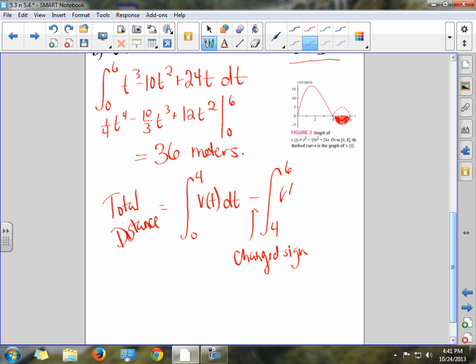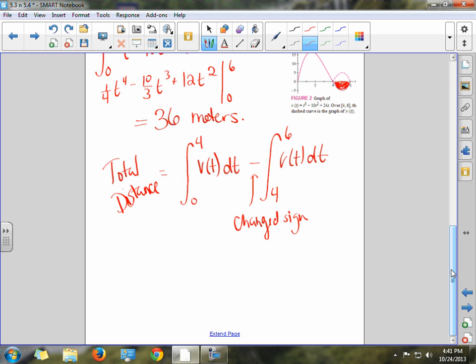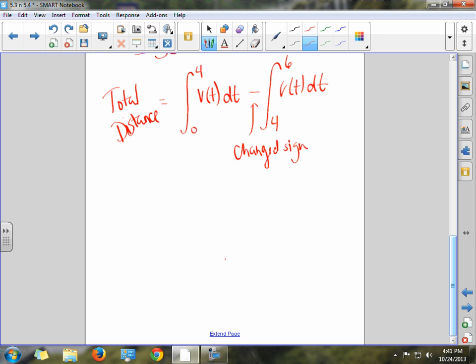So I already know what the antiderivative of v of t is, so I'm not going to bore you with all that. So let's look at the integral from 0 to 4. If you find the antiderivative, you're going to find that this is equal to 128 over 3. That's this part. And then now we're going to subtract that negative area, so we flip the sign, and the area between 4 and 6 is negative 20 over 3. So now we've made it positive. So this becomes 148 over 3, which is approximately 49.33 meters, our total distance traveled.